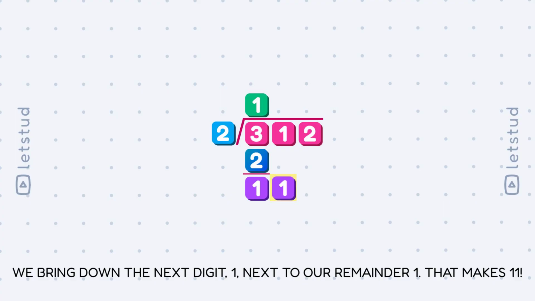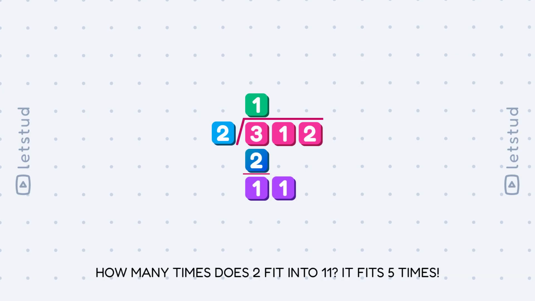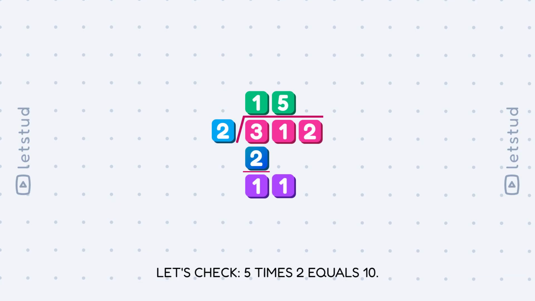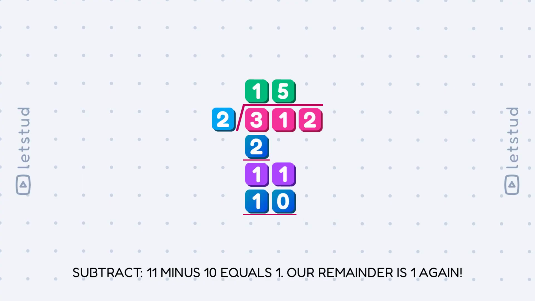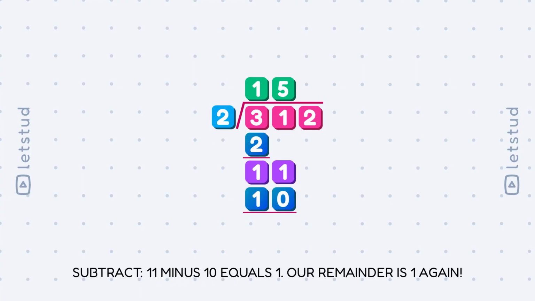We bring down the next digit 1 next to our remainder 1. That makes 11. How many times does 2 fit into 11? It fits 5 times. Let's check. 5 times 2 equals 10. Subtract. 11 minus 10 equals 1. Our remainder is 1 again.